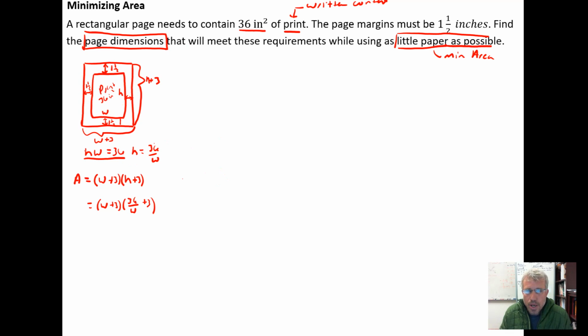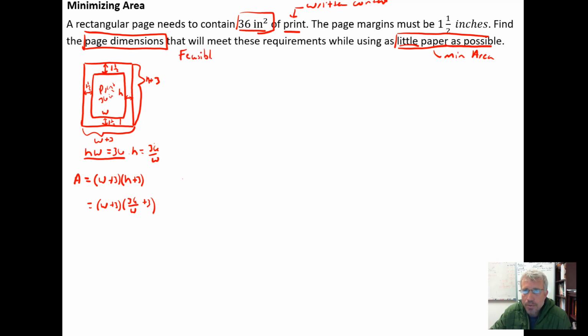So using example 1, I let height and width represent the interior print area of the page. So height times width has to be constrained by 36 square inches. I can solve that for height by dividing by width on both sides. My area function for the page itself, which is what we're actually trying to minimize, right, uses little paper, so minimize it, is going to be width plus 3 times height plus 3, the area of the outer rectangle. Now I want to establish some sort of feasible domain for this.